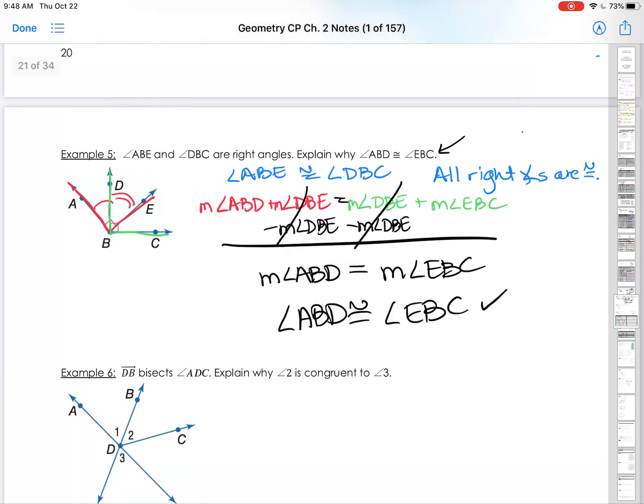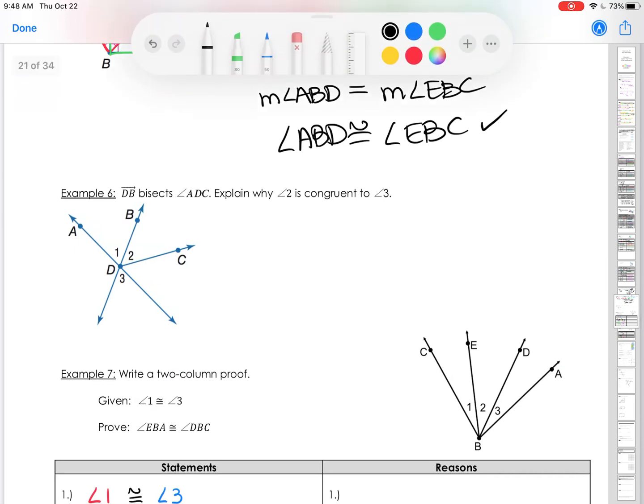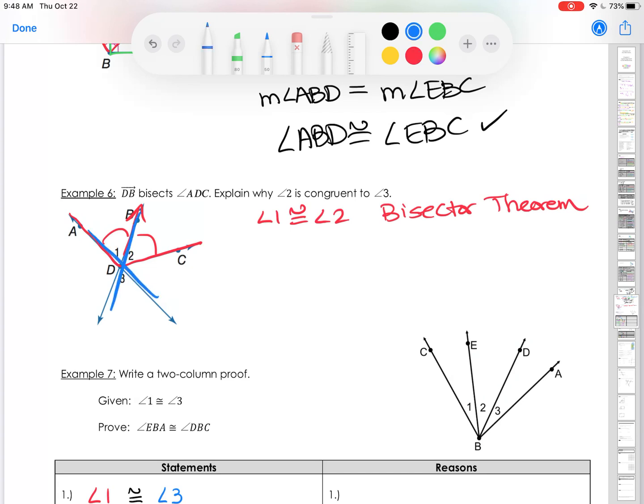All right, last but not least, it says that ray DB is going to bisect angle ADC. So here's ADC. Okay. Here is my bisector. So that means that these two angles must be congruent. So we know that angle 1 is congruent to angle 2, and that's really by a bisector theorem. Okay. We also can say that 1 and 3 are a vertical pair. Okay. So last but not least, if they are both congruent to 1, then they are congruent to each other, and that is the transitive property.